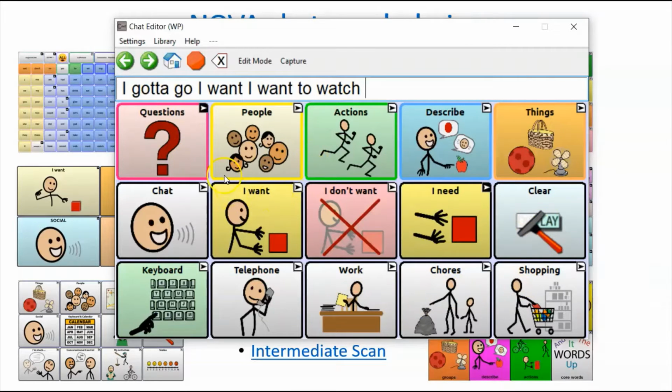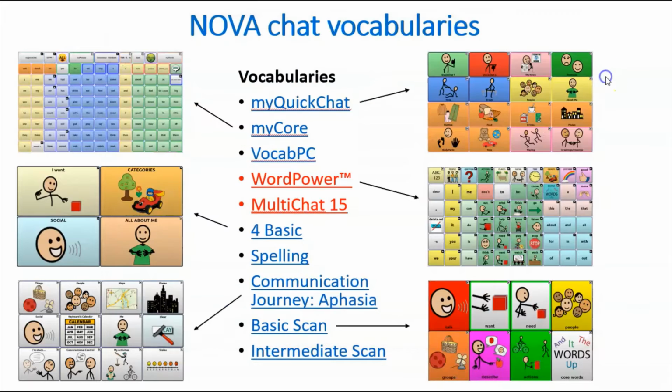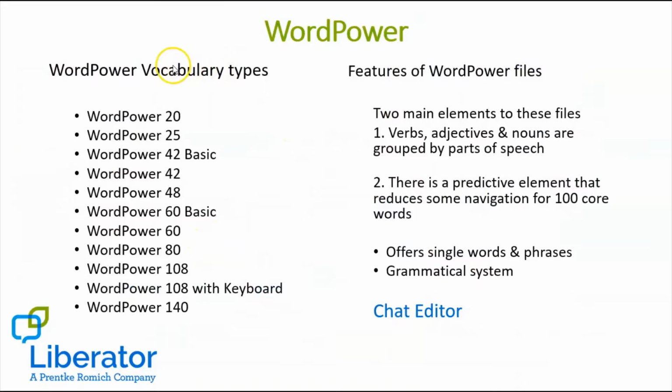But let's get back to our presentation now. So we looked at some word power files. These are all the different word power vocabularies, and we touched upon the fact that there's two main elements. One, that verbs, adjectives, and nouns are grouped together, and that there's a real predictive element to that front core words. If I press the button for go, it'll probably predict me. It might change that button to away. So I might want to say go away.